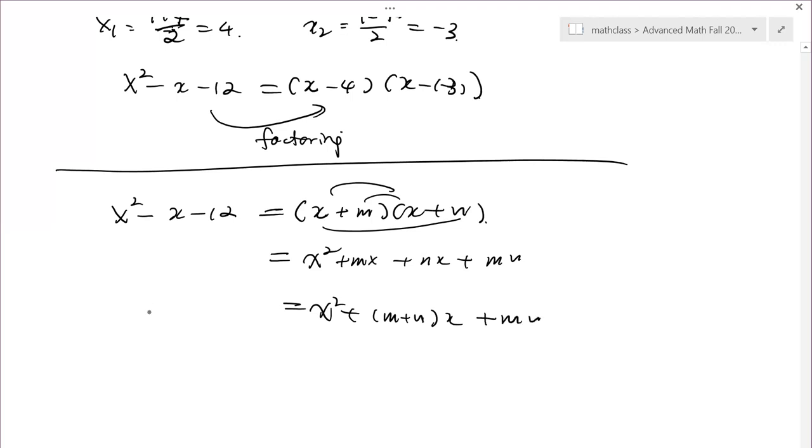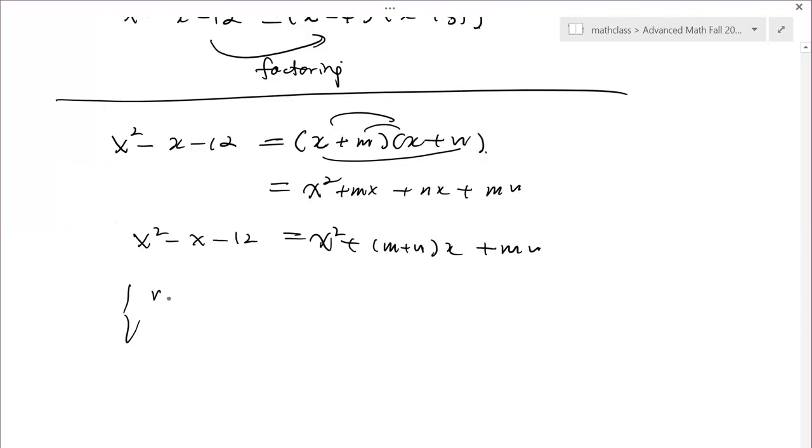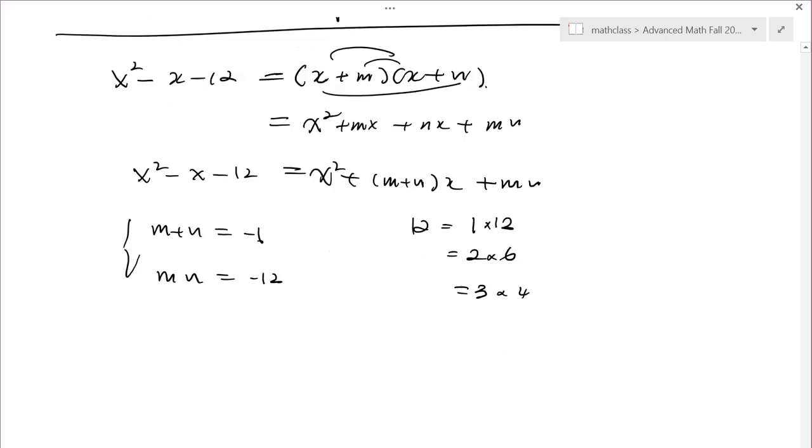So I compare those two sides' coefficients. M plus n should be -1. M times n should be -12. Okay. So by guessing, try what you can get. Right? Add them together should be -1, the product should be -12. But 12 factors as 1 times 12, 2 times 6, 3 times 4. So there are 3 different ways to get 12.